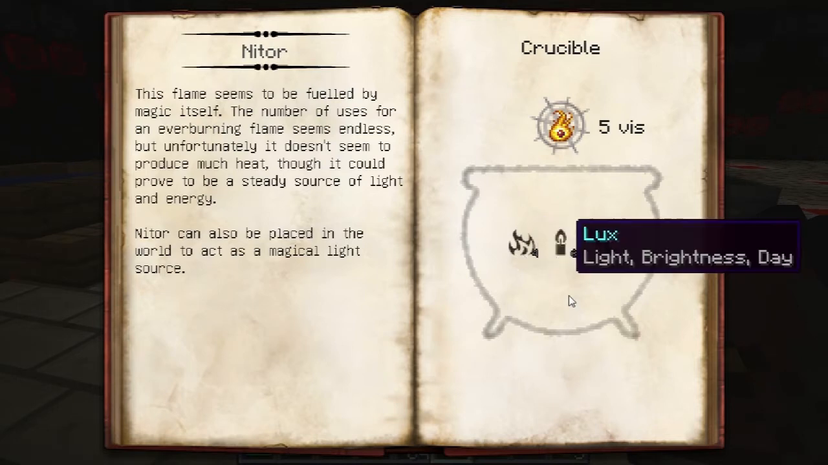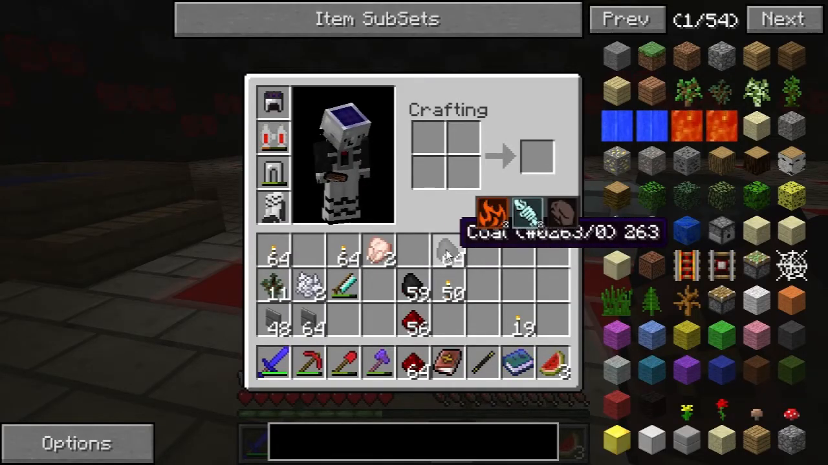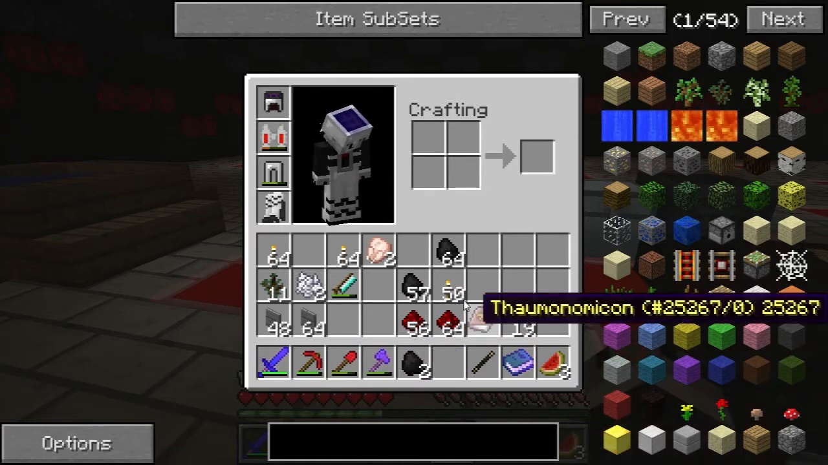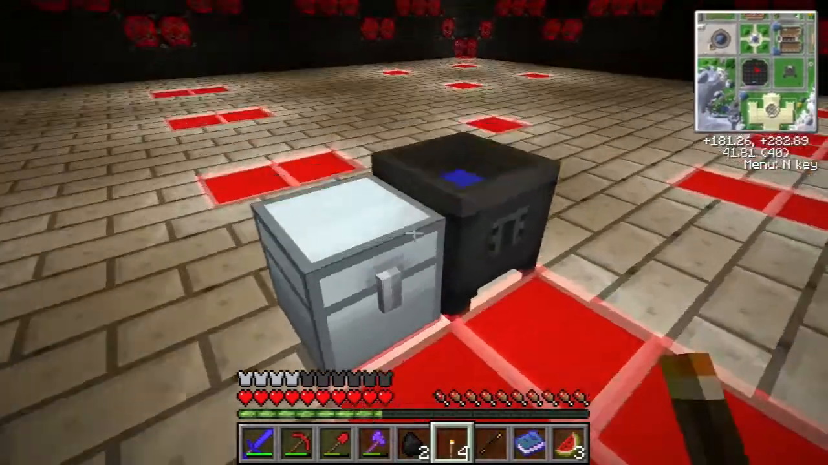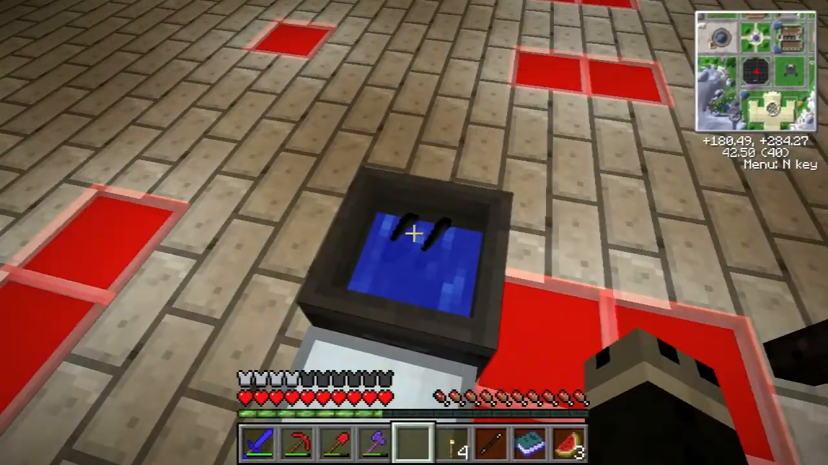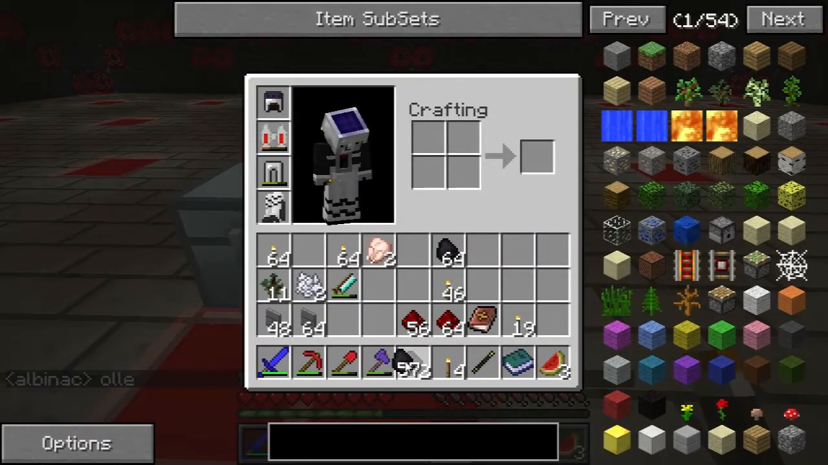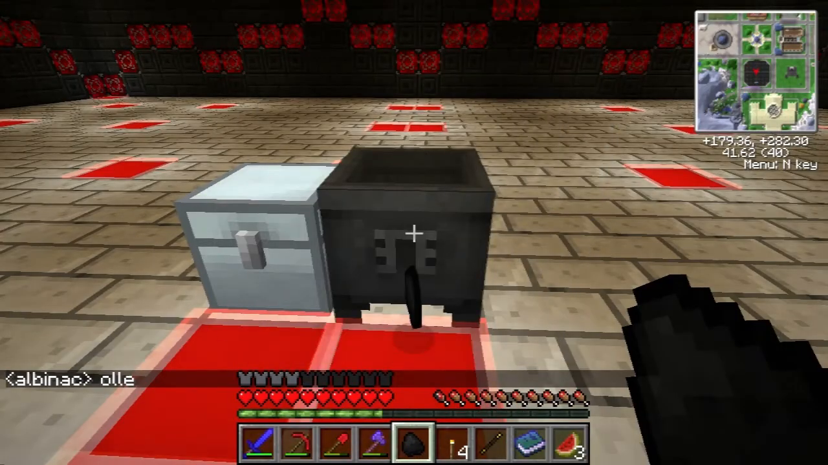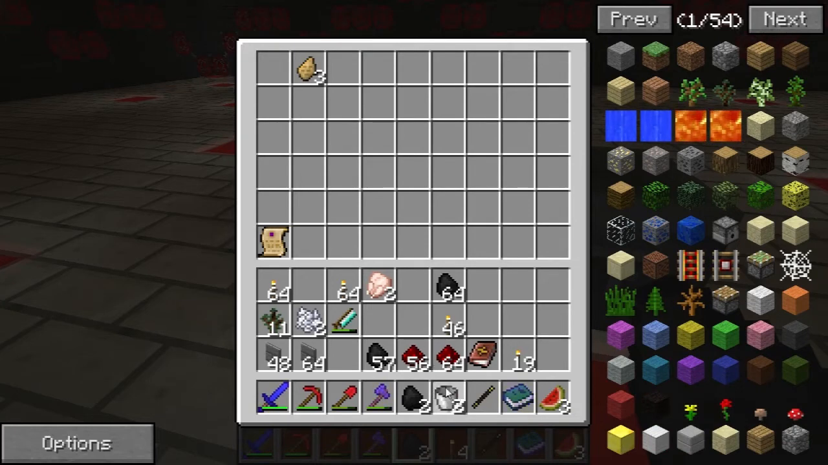I need 4 Ignis, 4 Lux, and 4 Potentium. So I could use 2 pieces of coal and 4 torches. And if I just walk over here, I can throw these in. Why? Does it need more water? Do you need more than 1 bucket in there to do stuff?